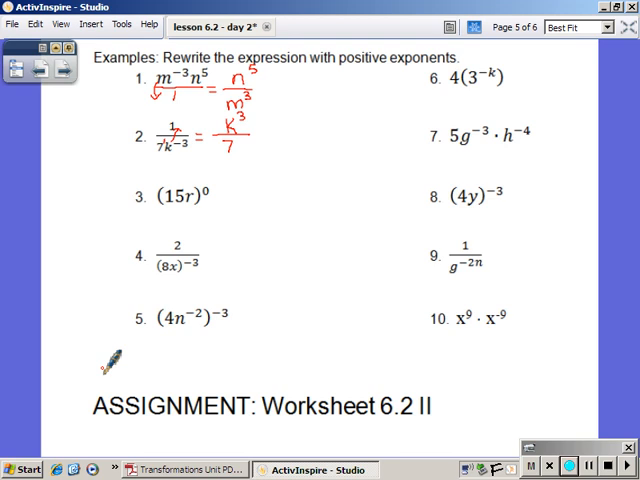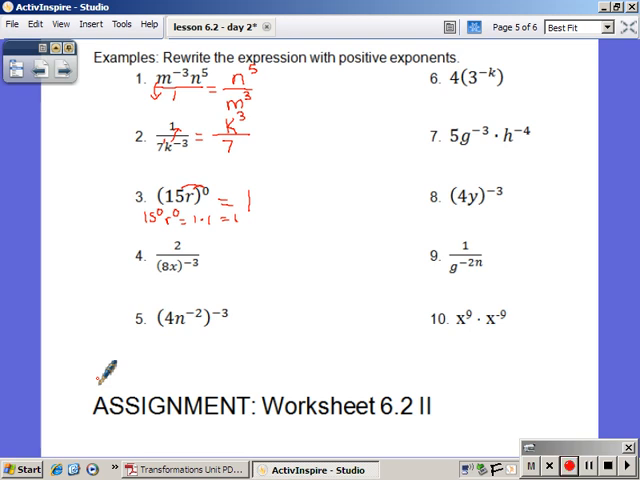For number 3, 15r, that quantity is raised to the 0 power. Anything to the 0 power is 1. Some students might say, well, wait a second, don't you have to distribute this exponent to both? You can. Make it 15 to the 0 times r to the 0. But 15 to the 0 is 1, r to the 0 is 1. And 1 times 1 equals that 1. Heck of a lot less work just to say that that whole thing is to the 0 power, so that whole thing does equal 1.